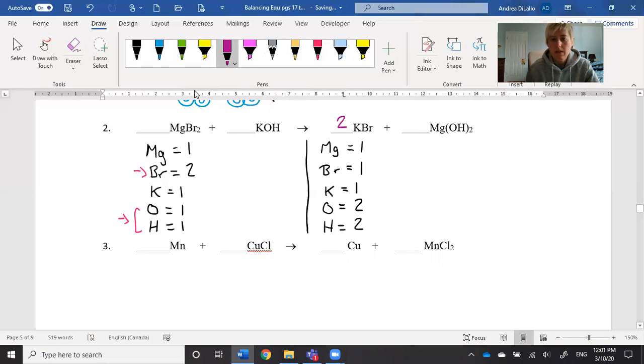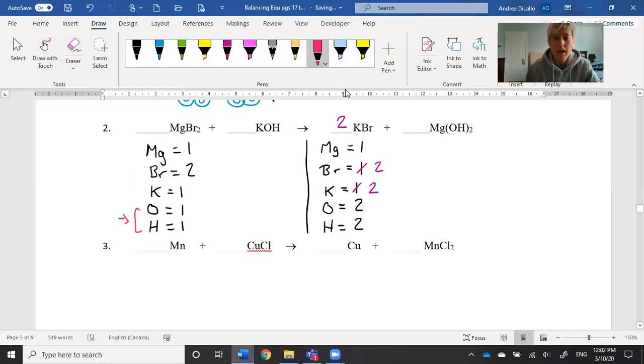So now this 2 is affecting everything because I'm basically saying I'm having 2 molecules of potassium bromide. So that means my total bromine is 2. My total potassiums are now 2. So I've noticed that I've dealt with my bromines. That's great. But now I see that my potassium is not balanced anymore. I have 2 potassiums on my product side, 1 on my reactant side.